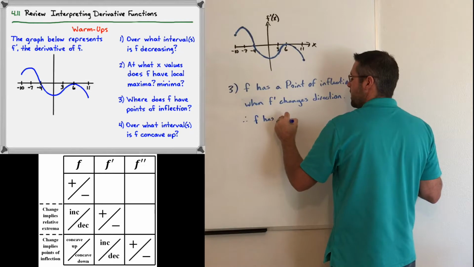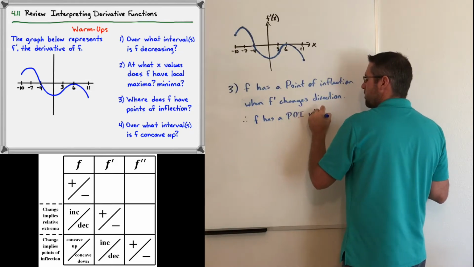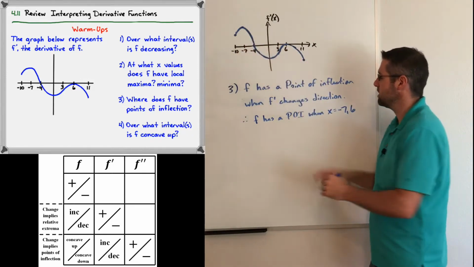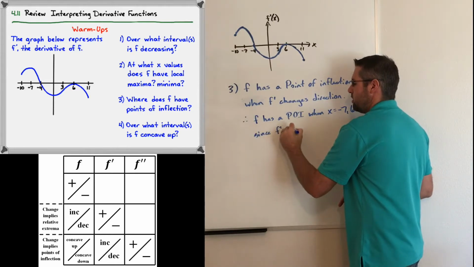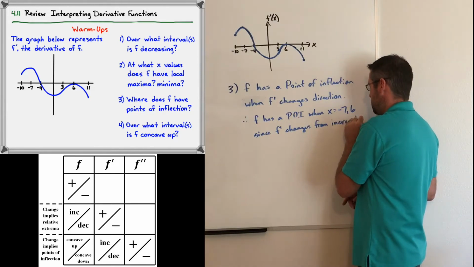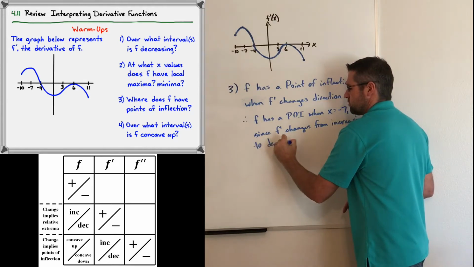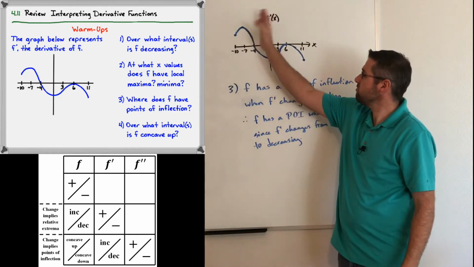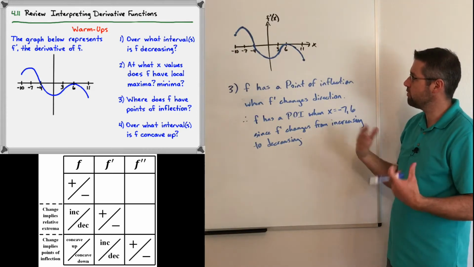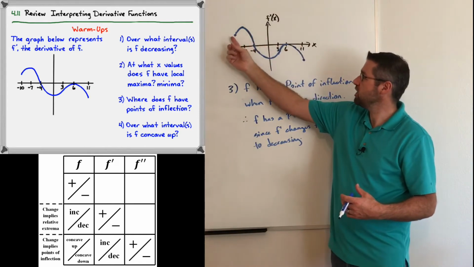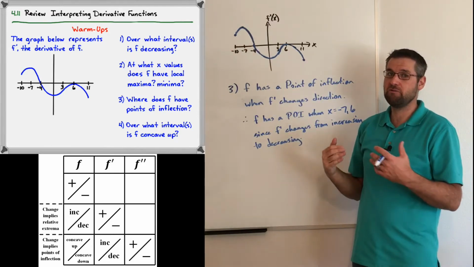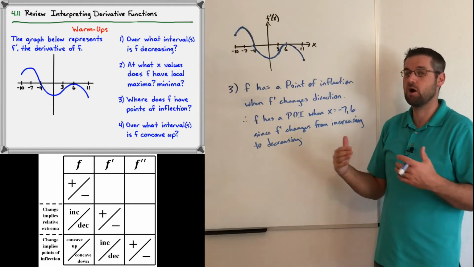f has a point of inflection when x equals -7 and 6, since f prime changes from increasing to decreasing. Okay, since f prime is changing from increasing to decreasing at those 2 points, we have a point of inflection on f, and we can go through that whole justification, because when f prime is changing from increasing to decreasing, f double prime is changing from positive to negative. If f double prime is changing from positive to negative, f is changing from concave up to concave down.